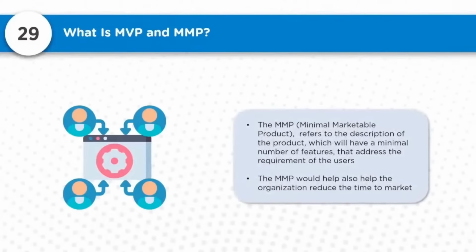So when it comes to minimal marketable product, this refers to the description of the product which will have a minimal number of features that address the requirements of the users. The MMP would also help the organization reduce the time to market because you have the clarity. What is it that we may be required to provide?